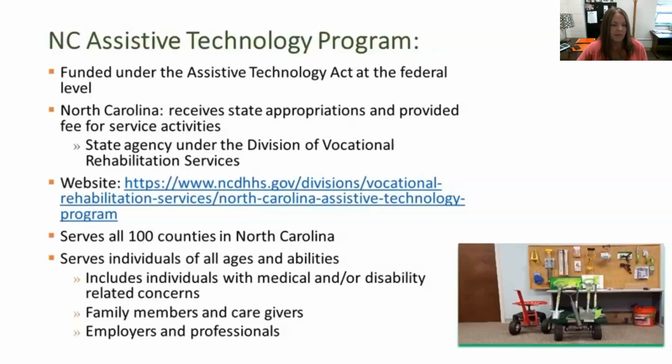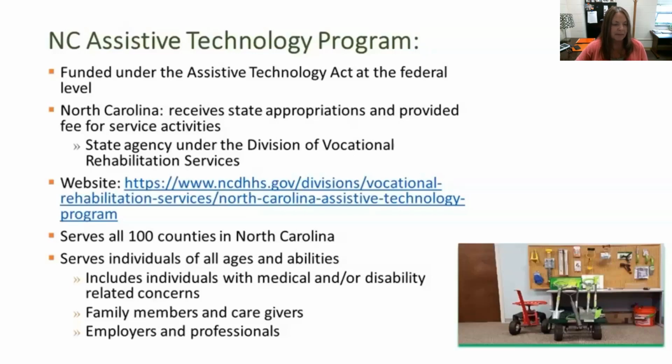That is our very long, wonderful website. We used to have a very short website, but as part of the state agency, we have now been incorporated under the Department of Health and Human Services website. So that's a very long address for us. But if you ever want to see who we are, just do a Google search for North Carolina Assistive Technology Program, and we're the first thing that pops up.